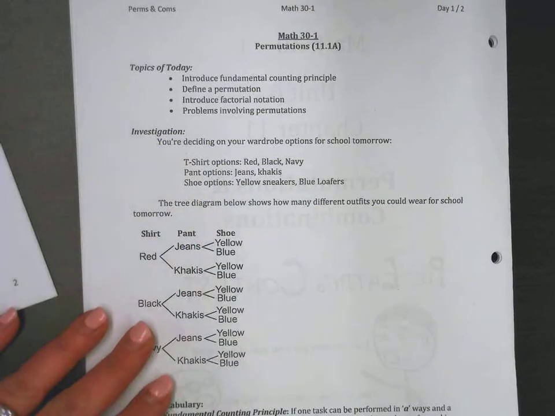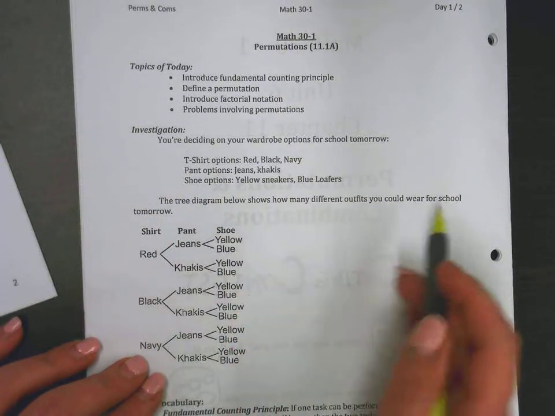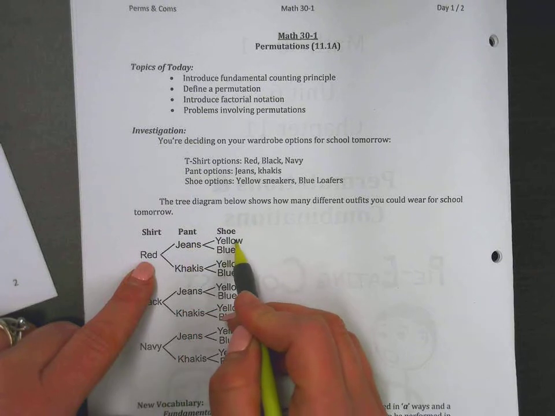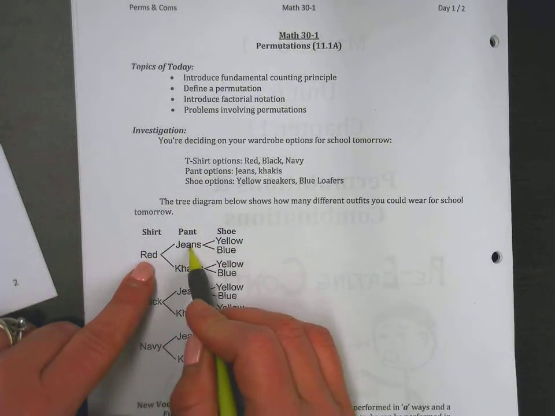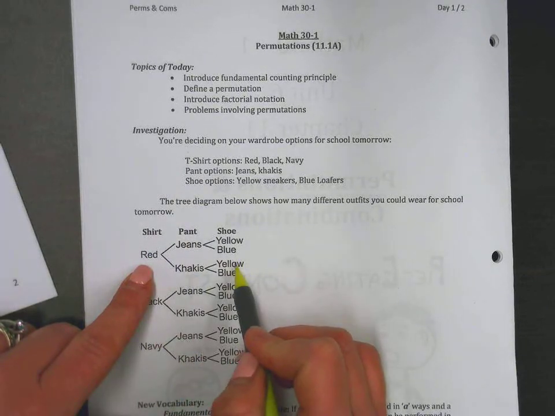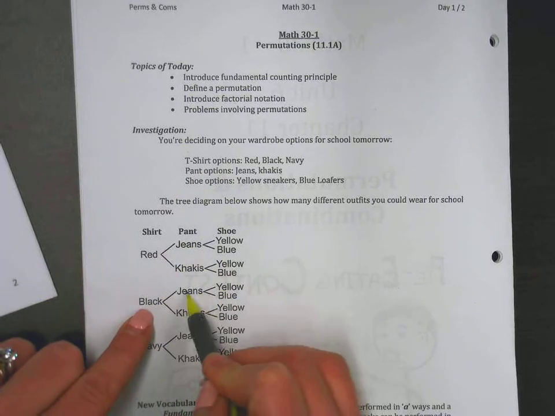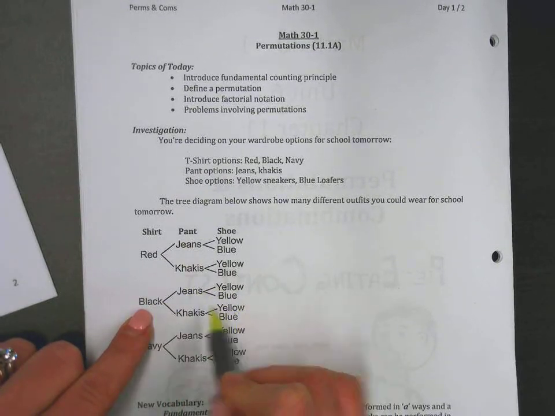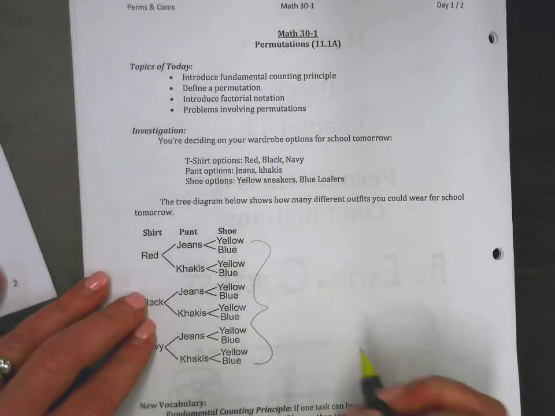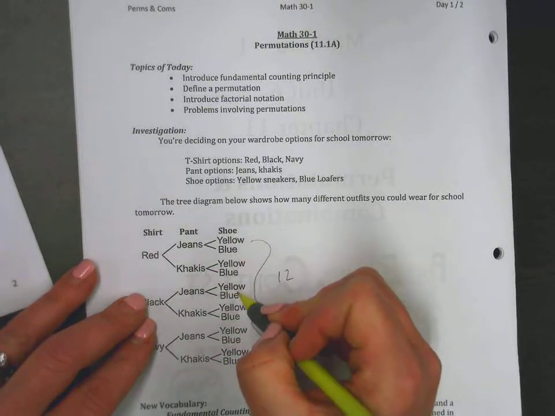Looking at the tree diagram shows all the possible different outfits. I could wear my red shirt with jeans with my yellow shoes, or my red shirt with jeans with my blue shoes. I could wear my red shirt with khakis with yellow shoes, red, khaki, blue, black, jeans, yellow, and so you kind of get the idea here, right? All the possible outfits would be 12 if I counted these up: 1, 2, 3, 4, 5, 6, 7, 8, 9, 10, 11, 12.